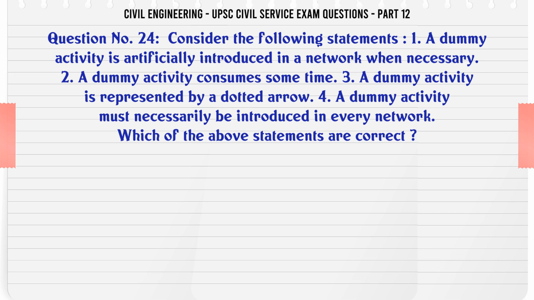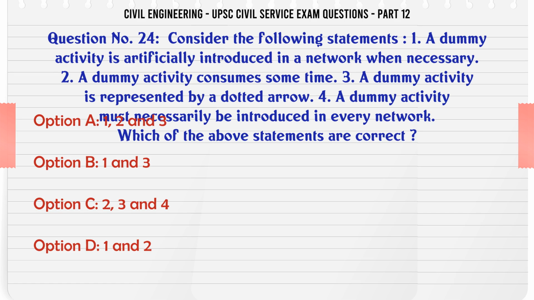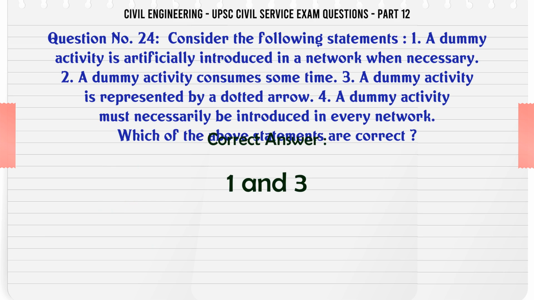Consider the following statements. 1. A dummy activity is artificially introduced in a network when necessary. 2. A dummy activity consumes some time. 3. A dummy activity is represented by a dotted arrow. 4. A dummy activity must necessarily be introduced in every network. Which of the above statements are correct? A. 1, 2 and 3, B. 1 and 3, C. 2, 3 and 4, D. 1 and 2. The correct answer is 1 and 3.